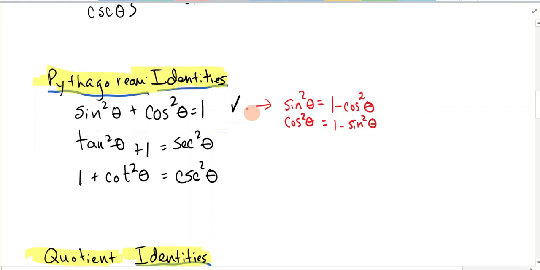And if you saw it in a different way, so if I subtracted the cosine squared theta over here, I would have sine squared is equal to 1 minus cosine squared. So you could get these two out of this one. And then we have tan squared theta plus 1 equals secant squared. 1 plus cotan squared theta equals cosecant squared. So these are the Pythagorean identities. We need to begin to learn those as well.